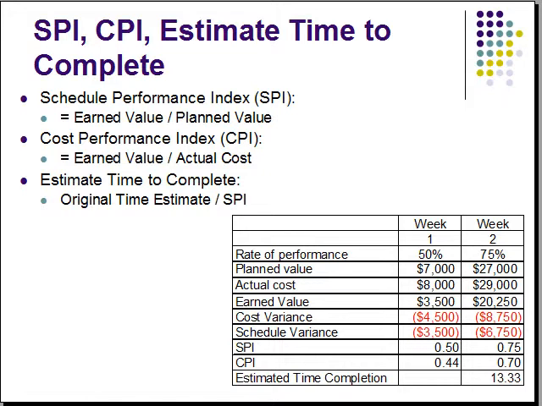The cost performance index is calculated by dividing earned value by actual cost. This ratio can be used to project cost overruns. Here, the CPI is 44% in week 1 and 70% in week 2.